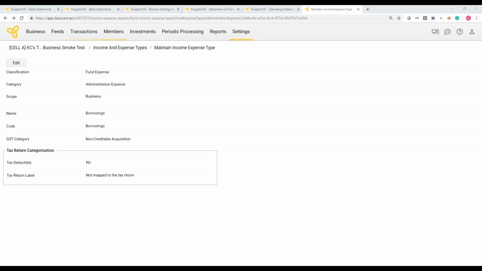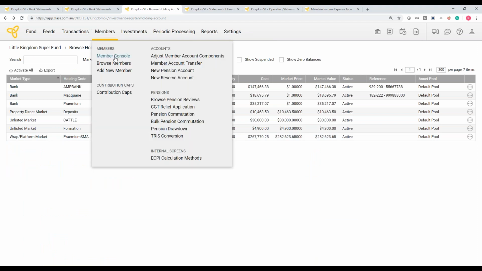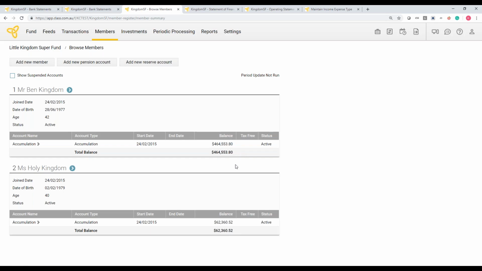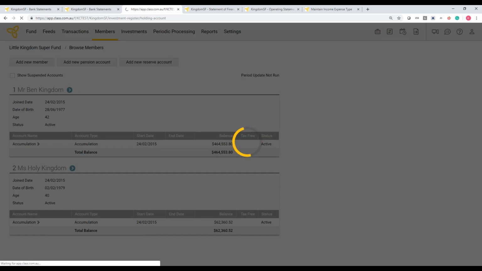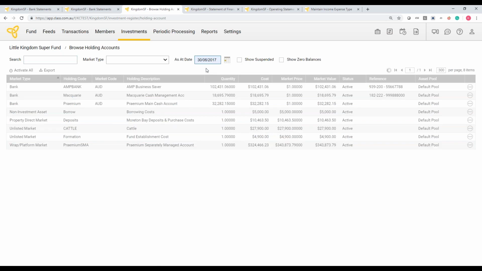Okay, here's the fund. The first thing I want to show you is perhaps the investment for this fund. So it's a simple fund, two members. Let me just bring up the members' balance. So Ben's got slightly more, a much higher balance than Holly. It's roughly about $500,000 thereabout. And the majority of the investments is in this wrap platform account or one-line wrap account. It's a premium separate managed account.